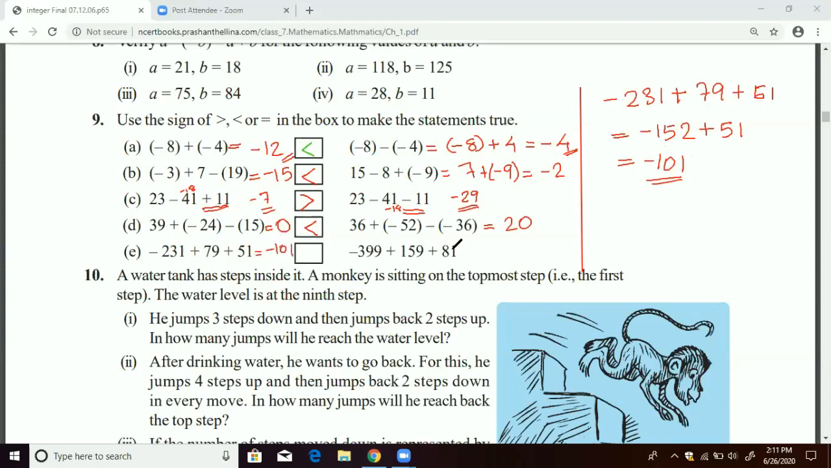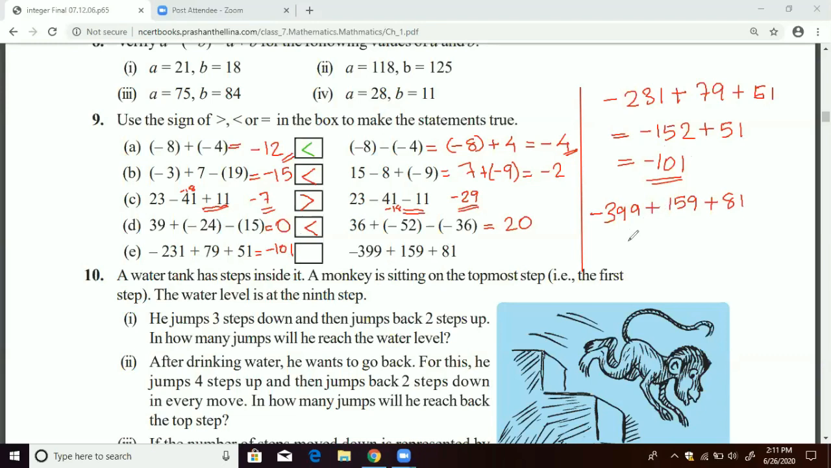Then the next question will be: negative 399 plus 159 plus 81. First we are finding the difference between 399 and 159, both have different signs, so we are finding the difference.